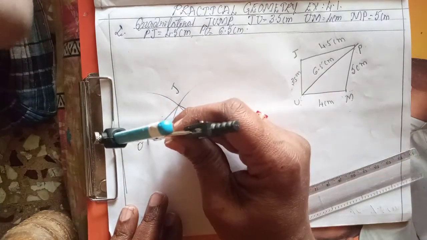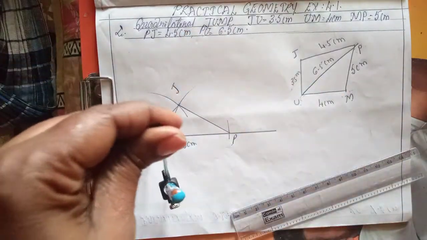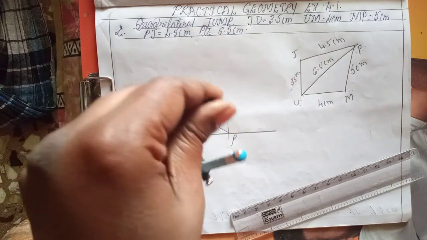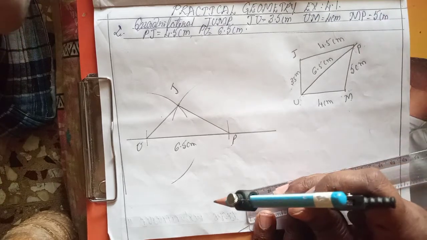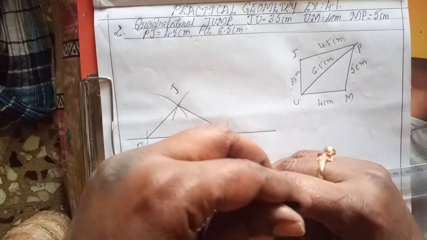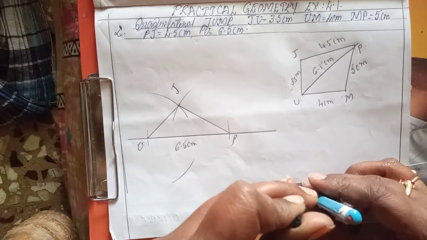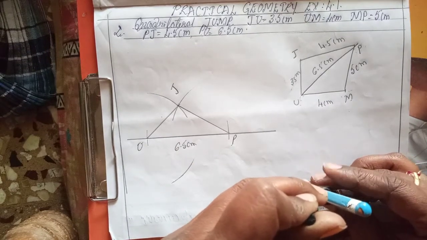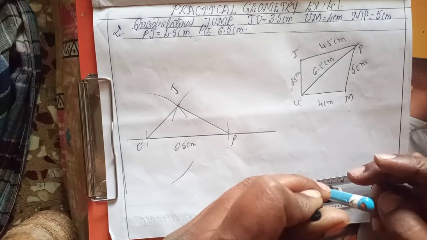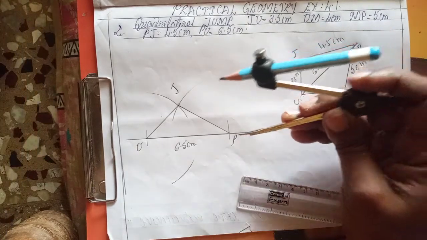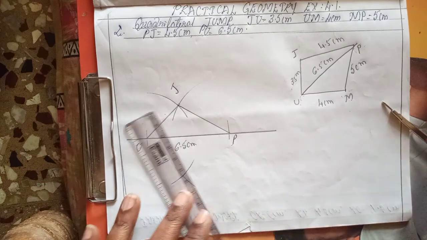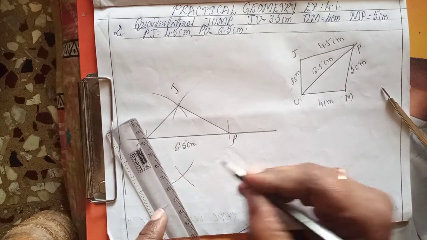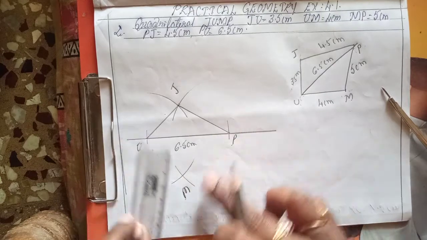UM is equal to 4 centimeter, and draw an arc on the lower part of the diagonal, and PM is equal to 5 centimeter. Take the measurement, or MP is equal to 5 centimeter, like this, exactly on the point 5, that is 5 centimeter. With the compass pointing on the point P, cut another arc on the lower part of the diagonal like this and give the name it as M. Join MP and MU.